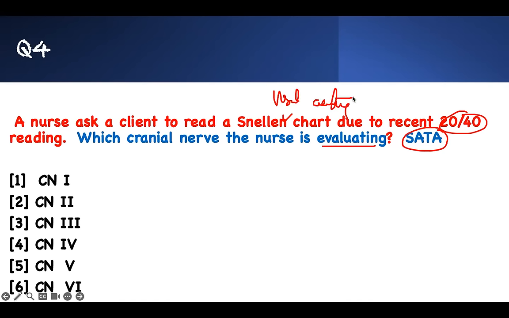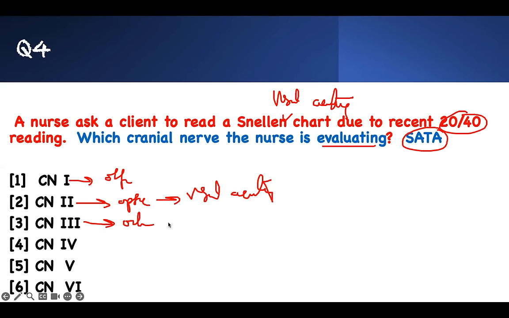Visual acuity is only controlled by one cranial nerve. One is olfactory, for smell. 2 is optic. This is what we use for visual acuity. Cranial nerve 3 is oculomotor. This is movement of your eyes and other movement. 4 is also for movement of the eye. 5 is the trigeminal, that's the sensation of the face. And 6 is also movement, abducens.